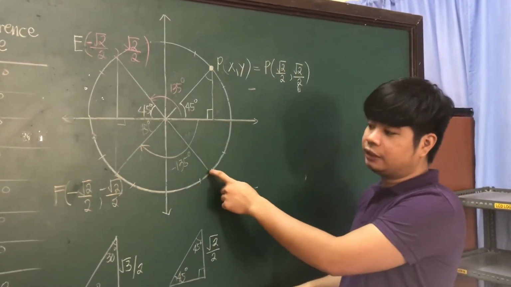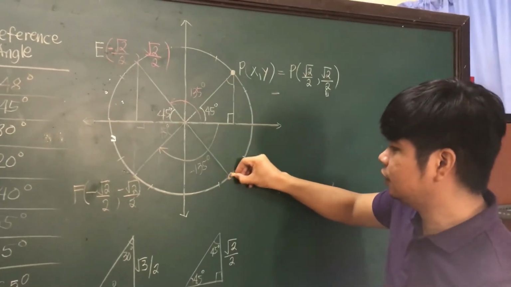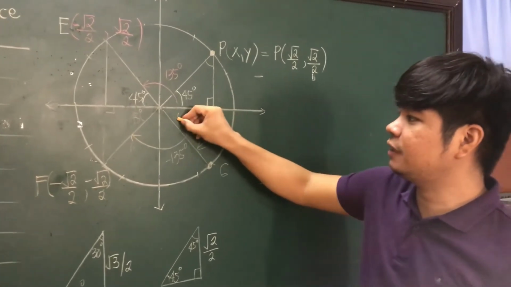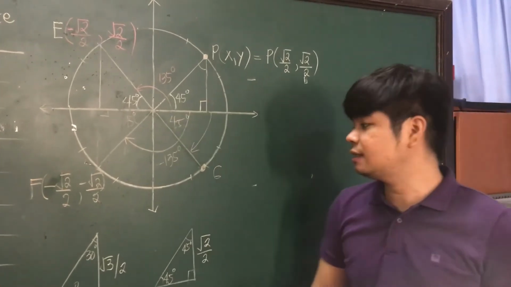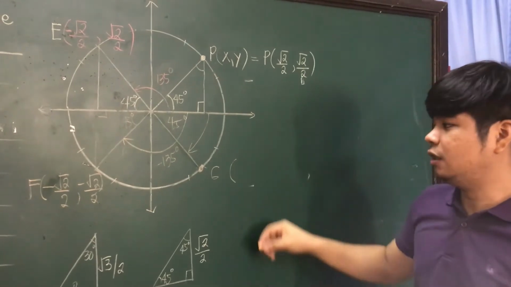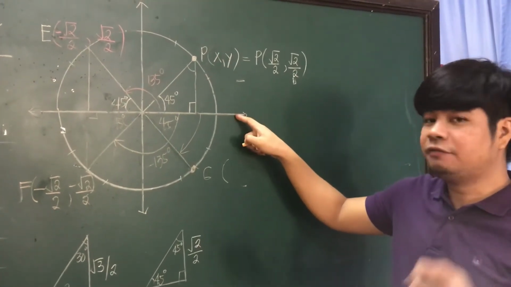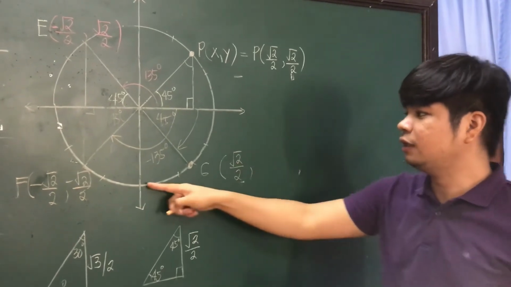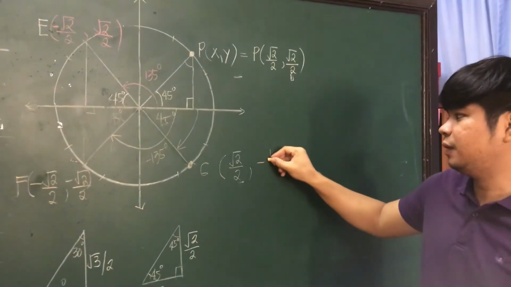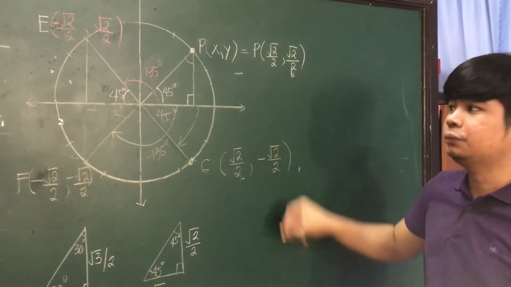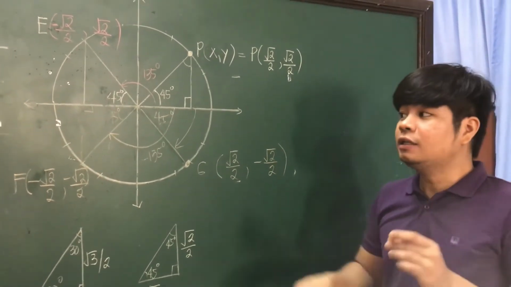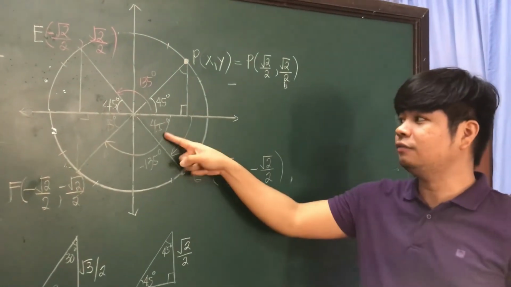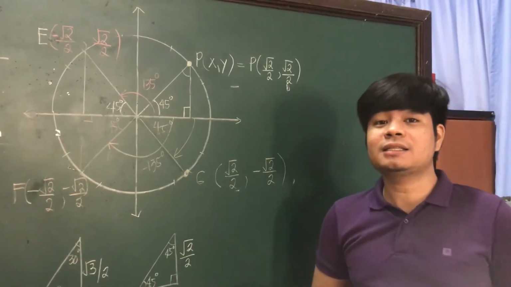So if we have another point here, let's say this is point G and the rotation is clockwise, then the reference angle is the same, 45 degrees. The coordinates of this point G are positive for x, so we have square root of 2 over 2, and negative for y, so negative square root of 2 over 2. That is important, okay? Just always remember that they're always the same, especially that they have the same reference, but the signs are not the same.